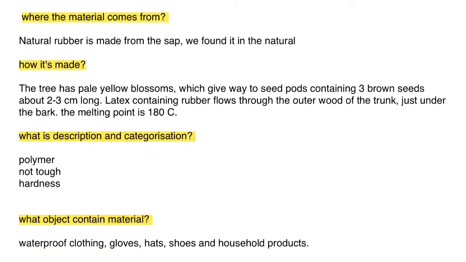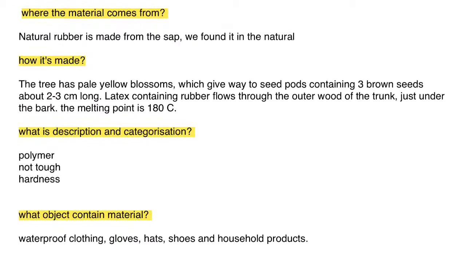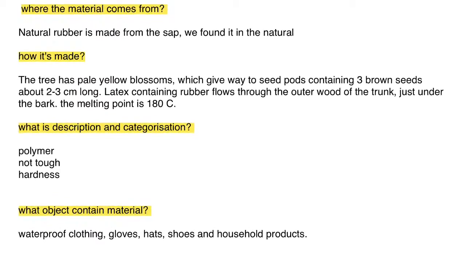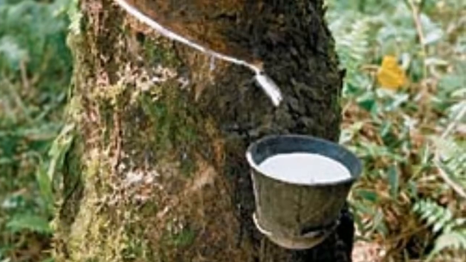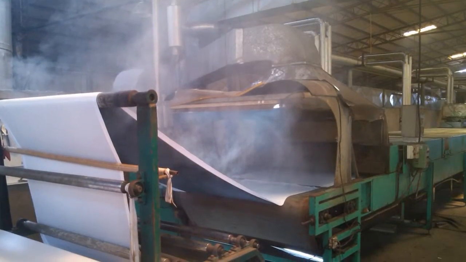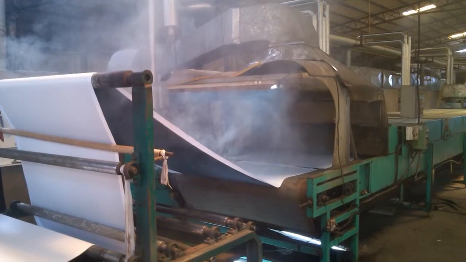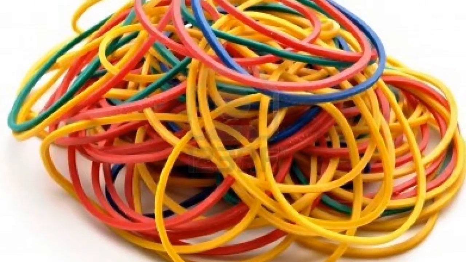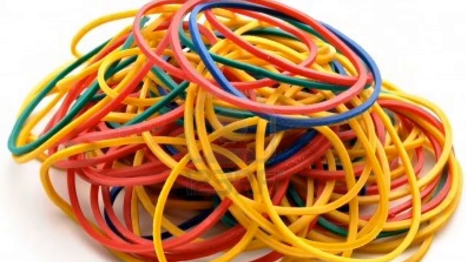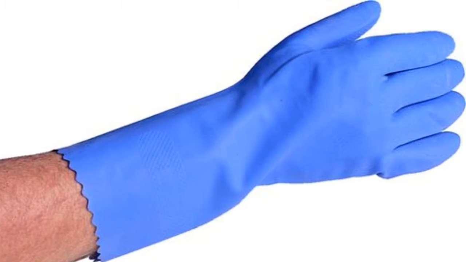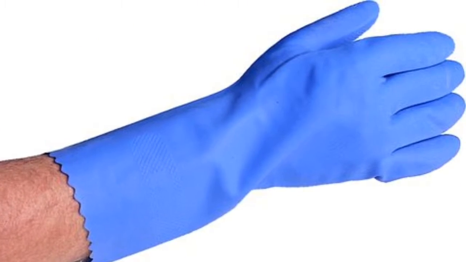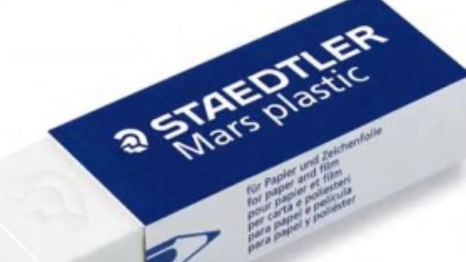What is description and categorization? Polymer, not tough, hardness. What objects contain this material? Waterproof clothing, gloves, hats, shoes, and household products. Here in this factory you can see how they melt it. And this is one of the products, these gloves, and the rubber for the pencil, the eraser.